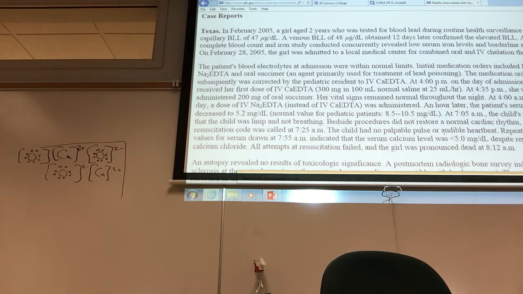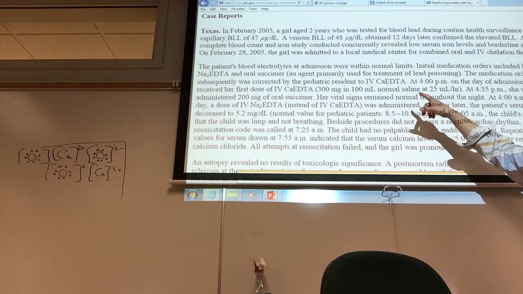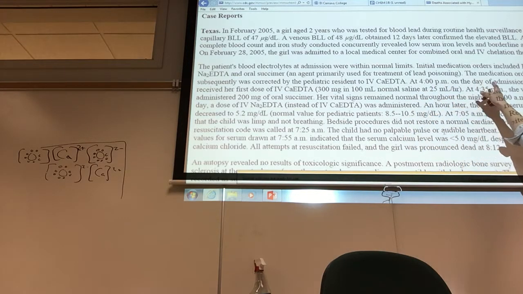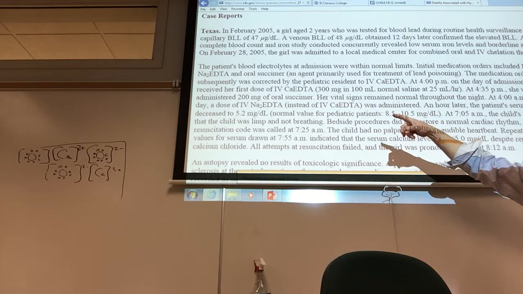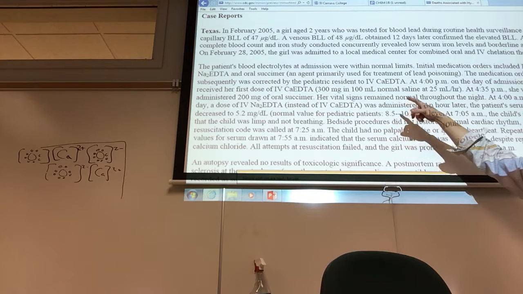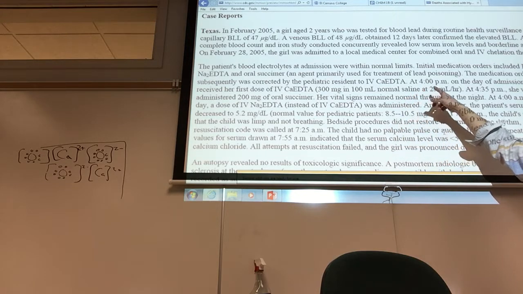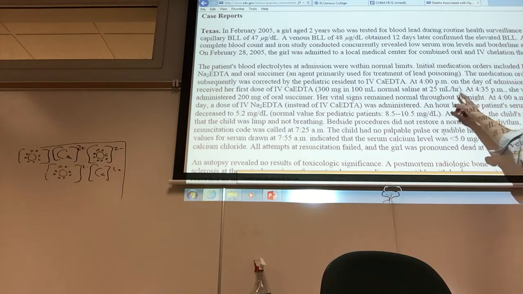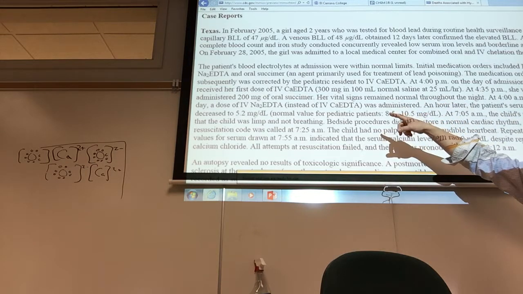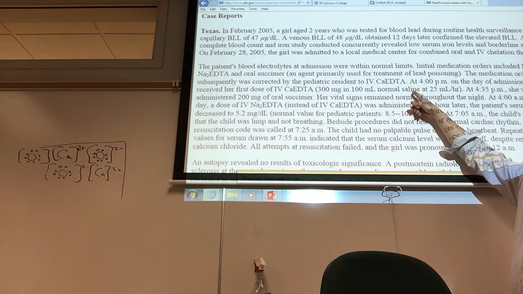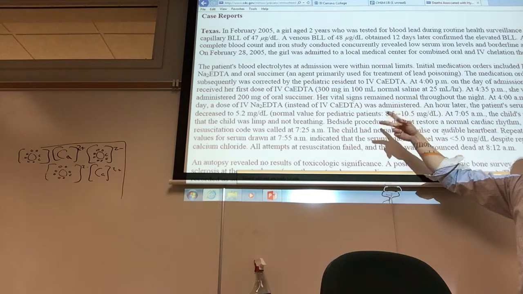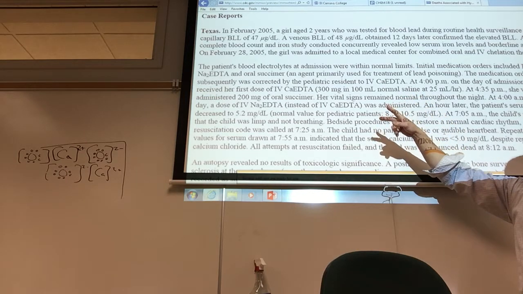Just keep reading this. The patient's blood electrolytes at admission were within normal limits. Initial medication orders included intravenous sodium EDTA and oral Sexamer, an agent primarily used for treatment of lead poisoning. The medication order was subsequently corrected by the pediatric resident to intravenous calcium EDTA. So, a mistake, because you shouldn't give a 2-year-old sodium EDTA.